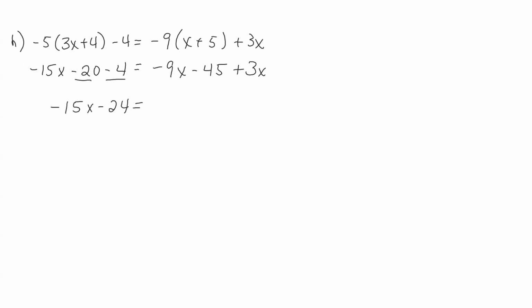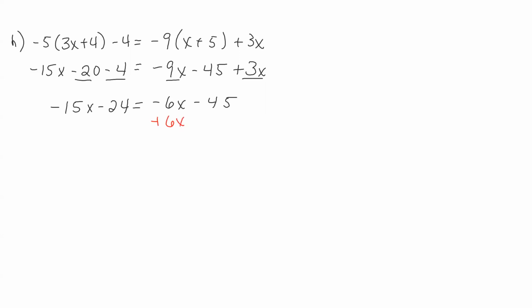On the right, I have two variable terms. So when I simplify my variables, negative 9x plus 3x is negative 6x. And then don't forget your minus 45. We're to the point where we have a single variable term and a single constant term on both sides. So let's move all of our variables to the left. So we're going to focus on minus 6x.